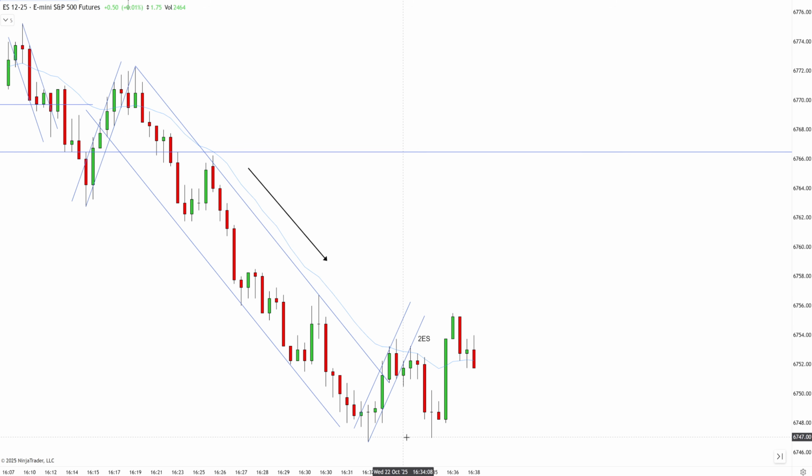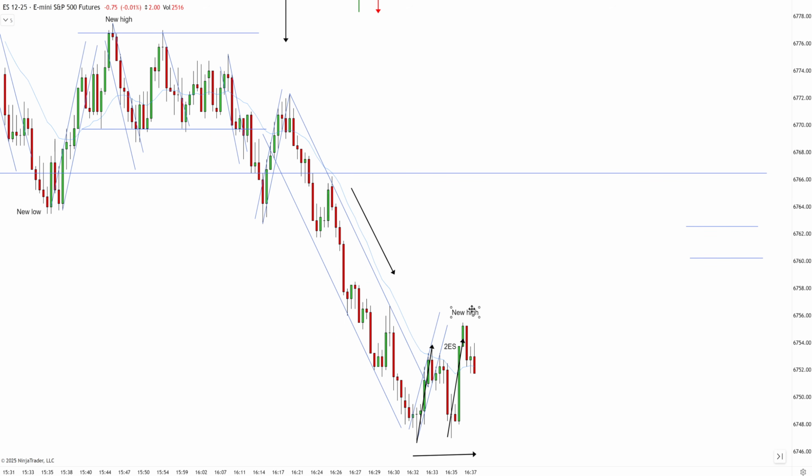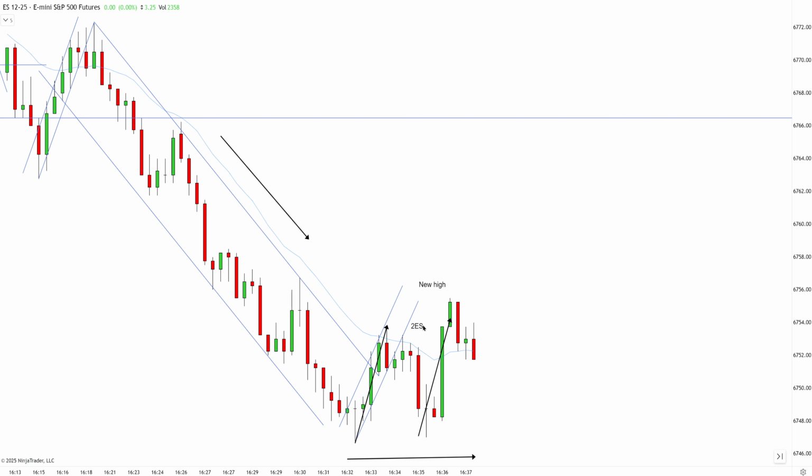Now notice, we have not even a micro double bottom. This low is still higher than this one. So chances are high that the market still wants to test a new low for this downtrend. And this looks like a two-legged pullback. Market moves in pairs of twos. Okay, so we have uptrend break, new high, so uptrend played out. Good. We have another second entry short.